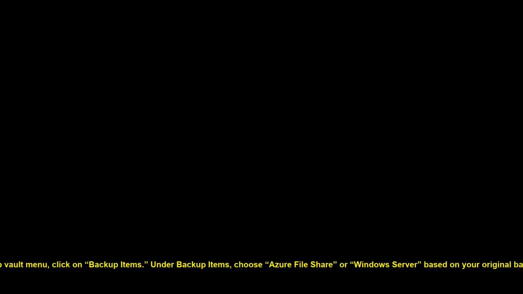In the Backup Vault menu, click on Backup Items. Under Backup Items, choose Azure File Share or Windows Server based on your needs, then select the specific backup item you want to restore. Now, click on the Restore option available at the top of the page.